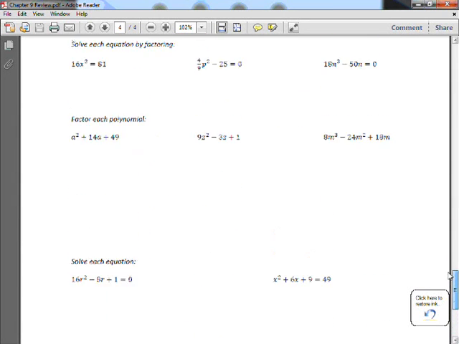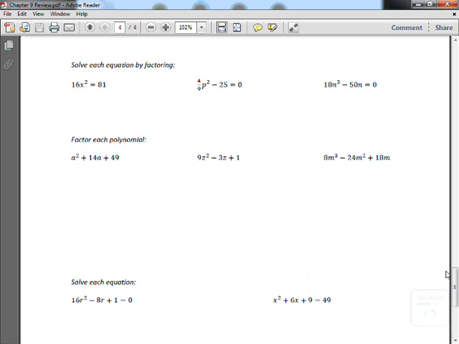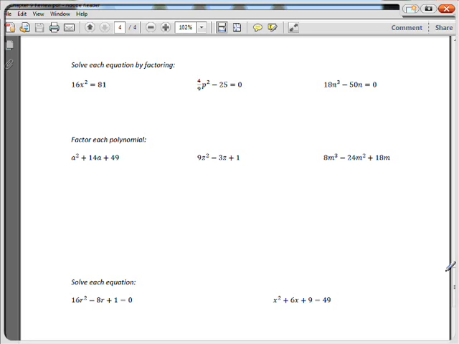Moving on, this should be our last page. 16x squared equals 81. Need to solve this equation by factoring. In order to solve an equation by factoring, I have to get 0 on one side of the equation, everything else over on the other side. So if I subtract 81 on both sides, I'm going to be left with 16x squared minus 81 equals 0.